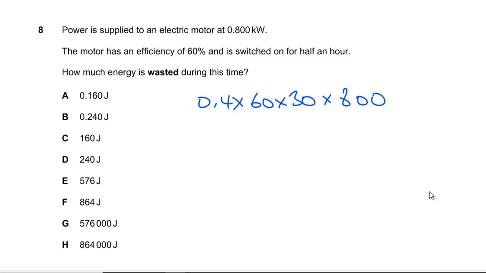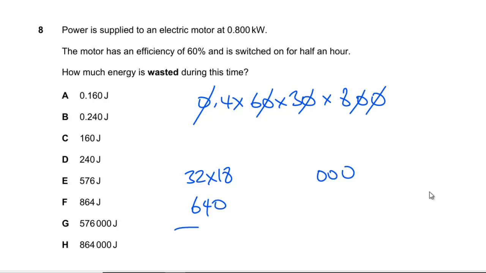So how are we going to do this? We've got 1, 2, 3, 4, minus 1, 0. So we've got 3 zeros at the end even. So it's going to be G or H. And then we've got 32 times 18. So that's going to be 640 minus 64, so 576. So G.